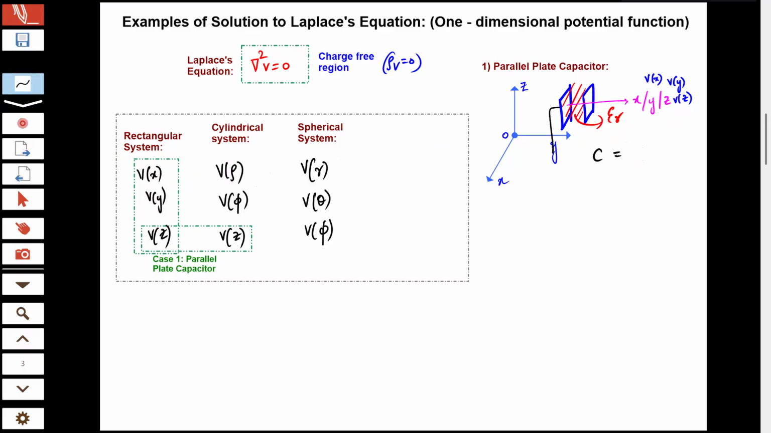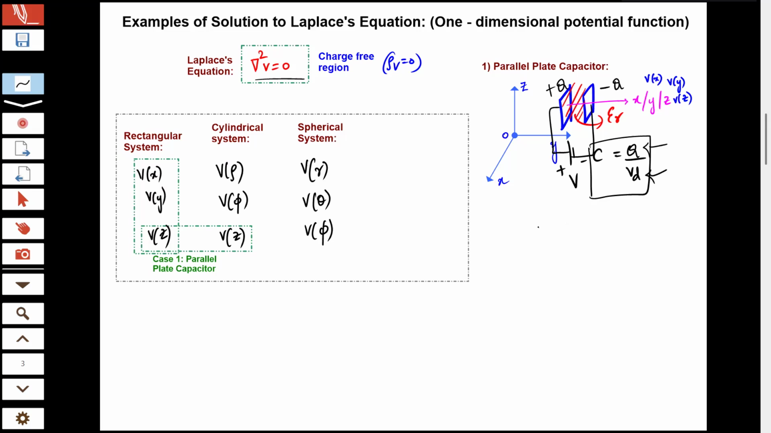Suppose I connect this plate to positive potential and the second plate to negative potential, then the first plate will be charged to plus Q and equal negative charge will be distributed on the second plate. Now, capacitance is defined as the ratio of charge stored in either of the plates divided by the difference in potential between the two plates. So the difference in potential between the two plates and the charge concentration decide this capacitance value. This capacitance has to be estimated from the Laplace equation.